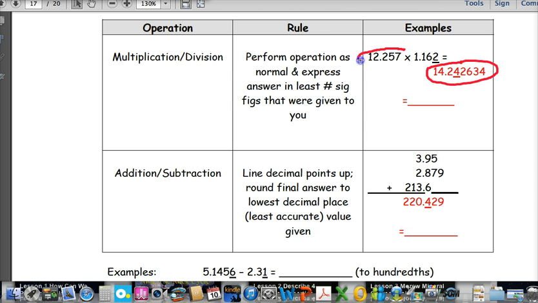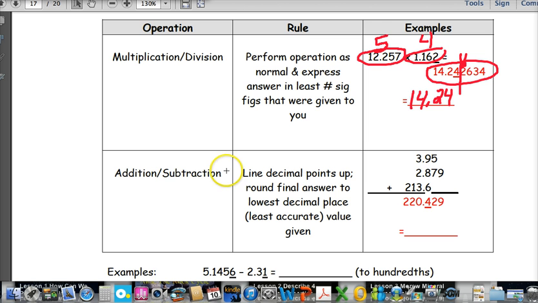So for example, this number has 5 significant figures, and this number has, of course, 4 significant figures. In this particular case, I want to round off to 4, because when you're multiplying and dividing you round off to the fewest number of significant figures. That means my final answer can only have 4 significant figures. I have to round off here. So my answer would be 14.24. Now, one thing you have to be careful of is if this number was 5 or higher, that would make this go up by 1. I'm sure you all know that already.